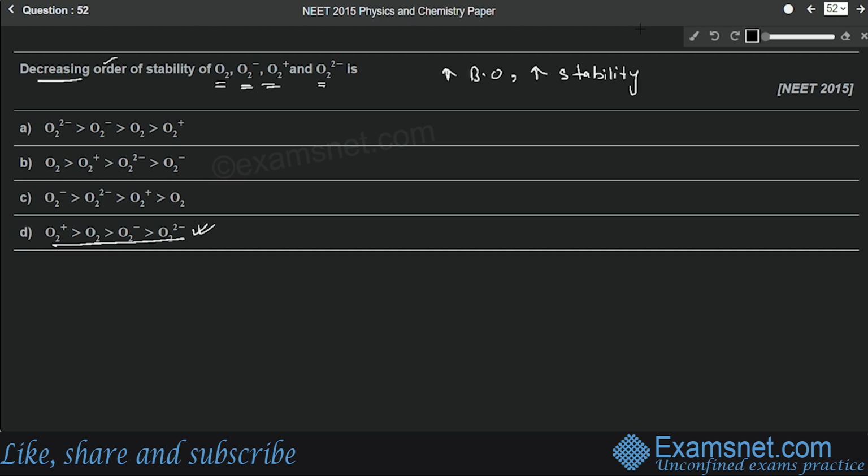Let's see how. We know that bond order is equal to half of the number of bonding molecular orbitals minus the number of anti-bonding molecular orbitals.